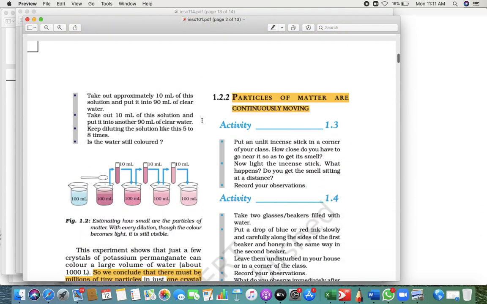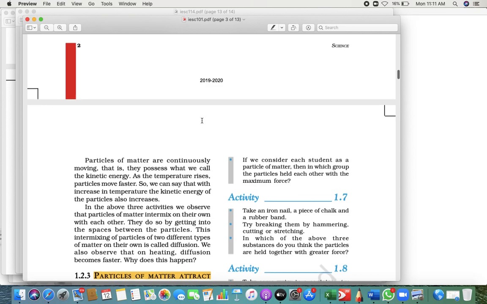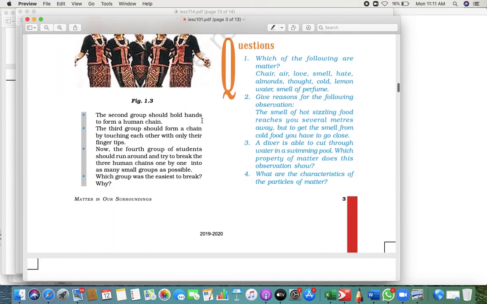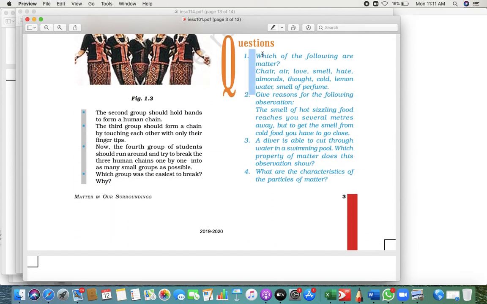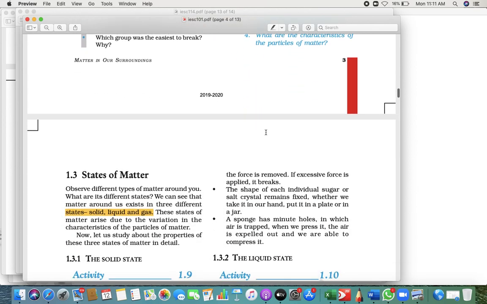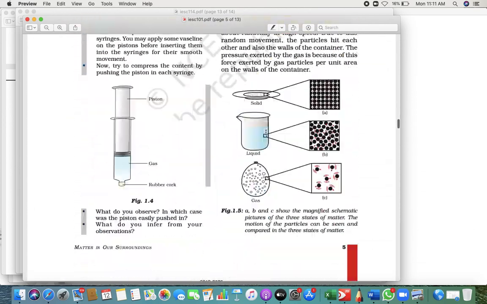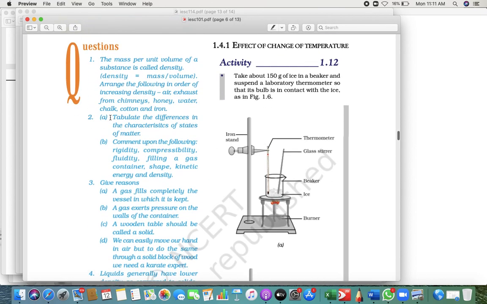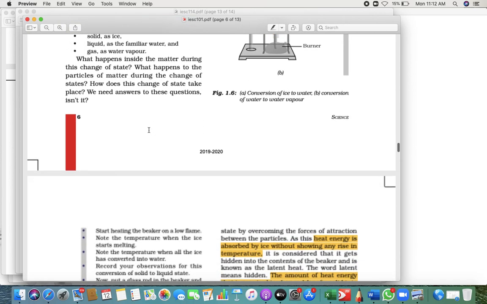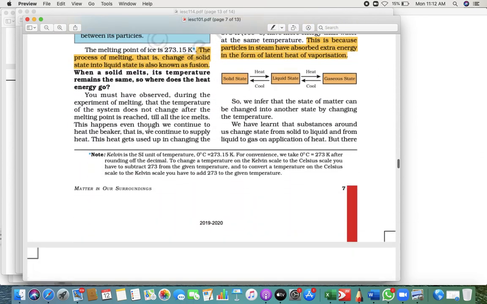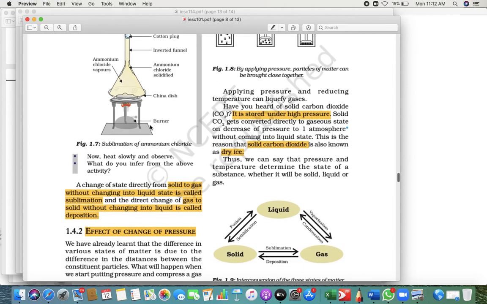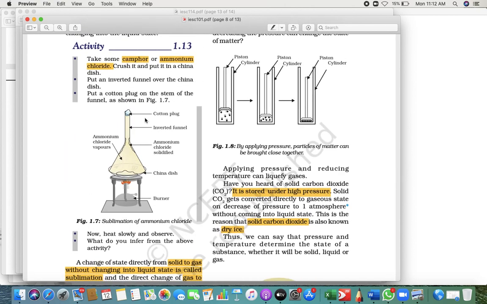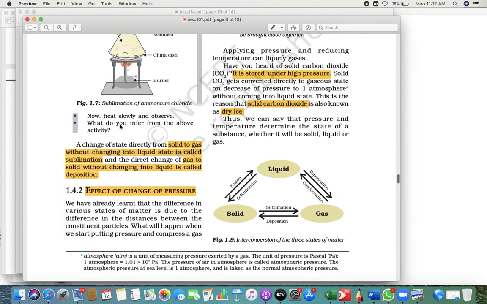Okay, these properties: particles of matter are continuously in motion. Particles of matter attract each other. This one, which of the following is a matter, right? Even the give reasons are important. Then solid, liquid, gas differentiation, so basically tabulate the difference and all. Then change of state of matter. Okay, in this one make sure you don't need to draw this figure if in any case they ask you, right?